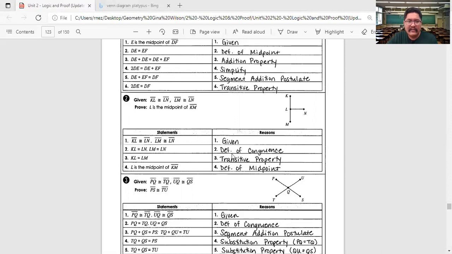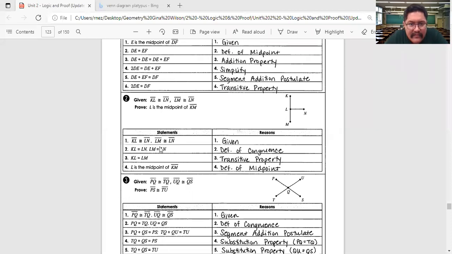So let's see how the statements go. They already have the statements here. You would only need to fill this part in. So how did they get from 1 to 2? And again, don't forget to put your given as the first reason, because how it's given to you, you don't have any choice on that. You just have to work with whatever you're given.